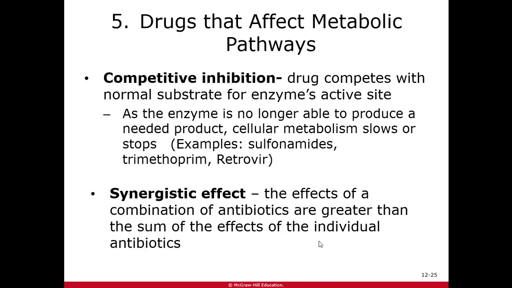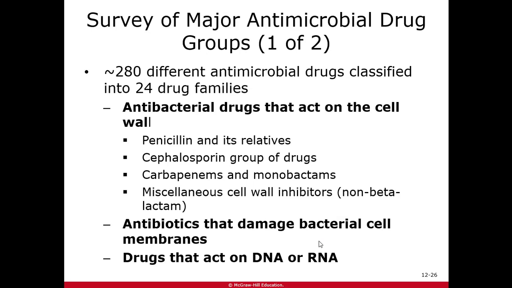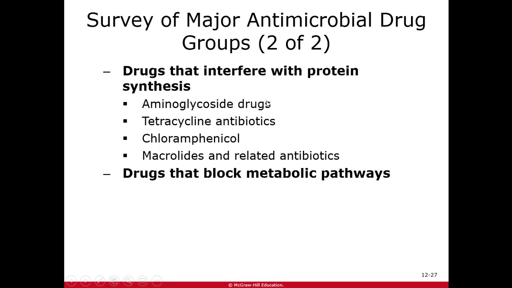Now, altogether, there are around 280 different antimicrobial drugs that are all grouped into 24 different drug families. A lot of the ways that they're grouped is how they work. There are different drugs that act on the cell wall, that work on the cell membrane, that work against the DNA or RNA, that interfere with protein synthesis, and that block the metabolic pathway.